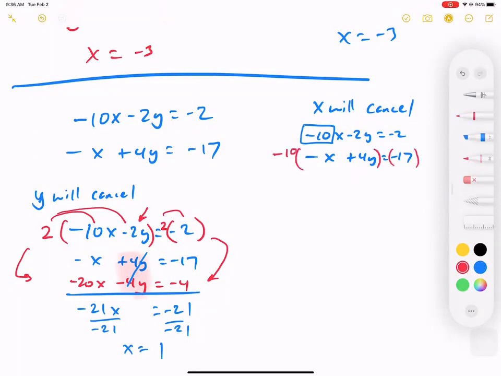Why negative? Because we need it to make a positive, right? So here we go. We're going to multiply both sides by negative 10. That becomes, negative times negative is a positive 10x. Negative times a positive is a negative 40y. And a negative times a negative is a positive 170.